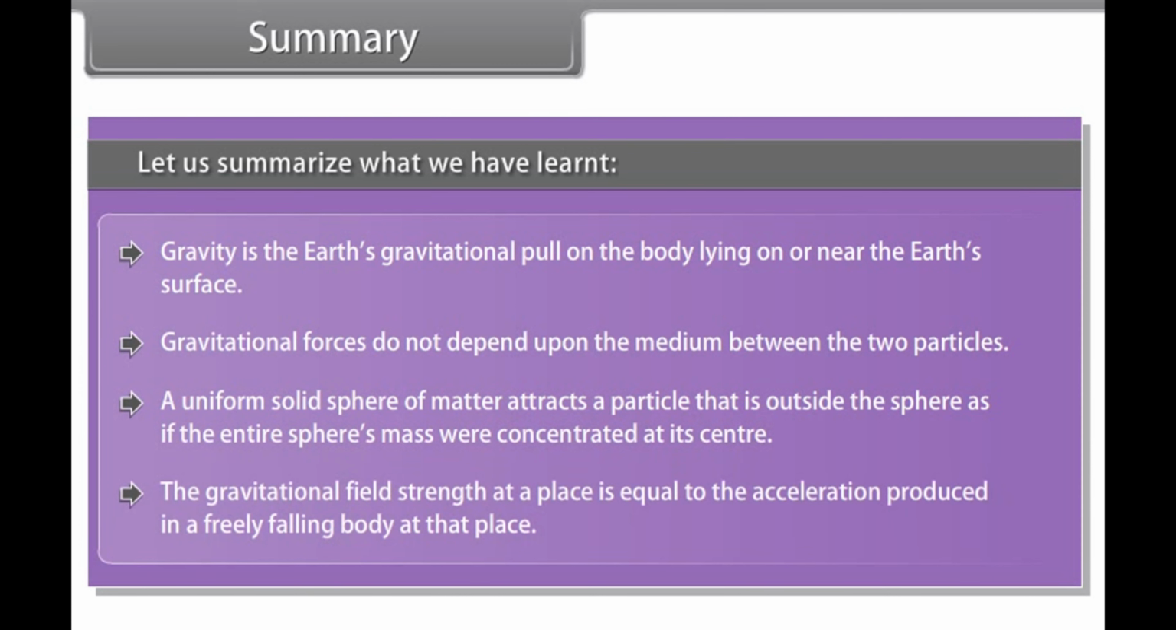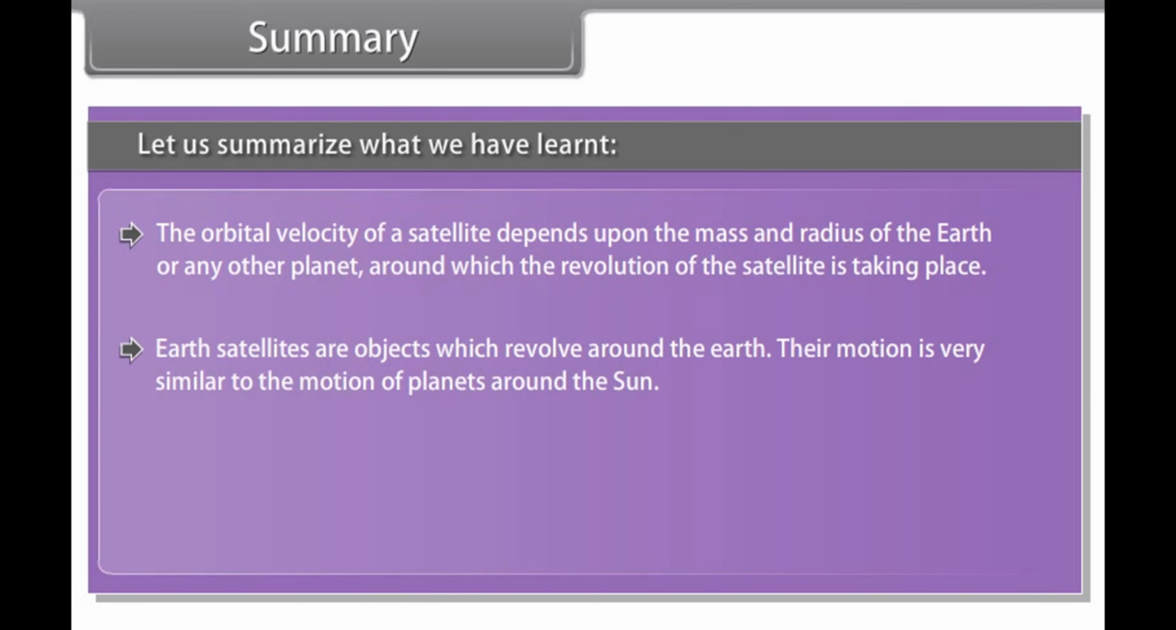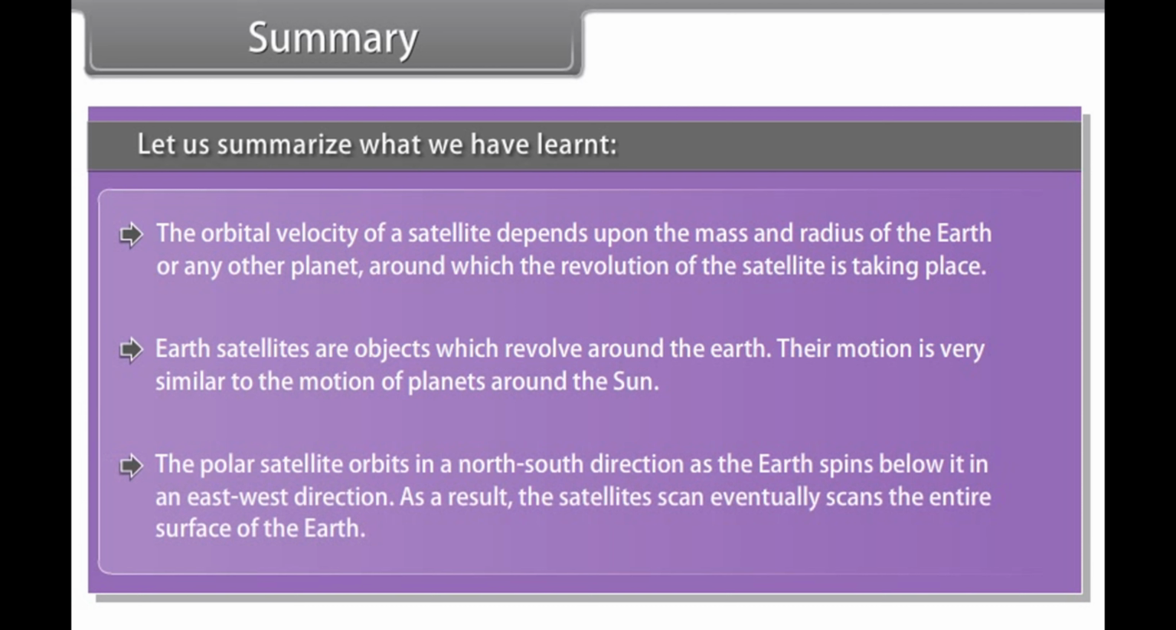The gravitational field strength at a place is equal to the acceleration produced in a freely falling body at that place. The orbital velocity of a satellite depends upon the mass and radius of the Earth or any other planet around which the revolution of the satellite is taking place. Earth satellites are objects which revolve around the Earth. Their motion is very similar to the motion of planets around the Sun. The polar satellite orbits in a north-south direction, as the Earth spins below it in an east-west direction. As a result, the satellite eventually scans the entire surface of the Earth.